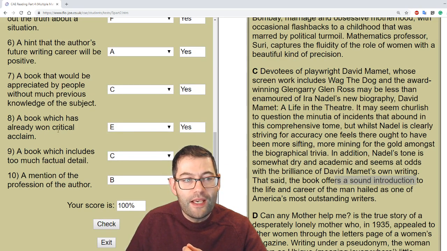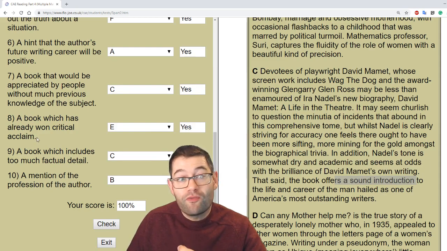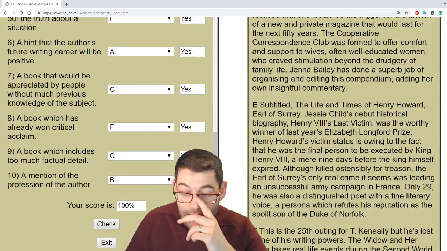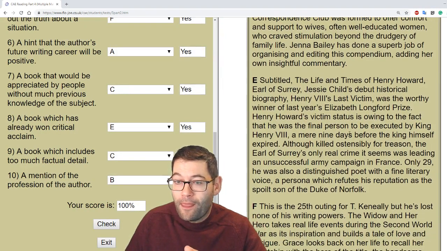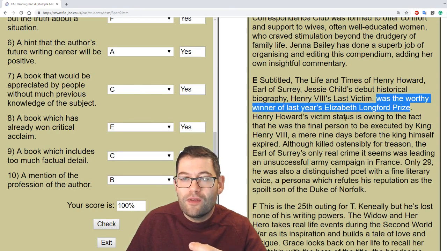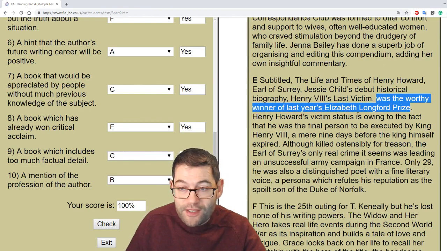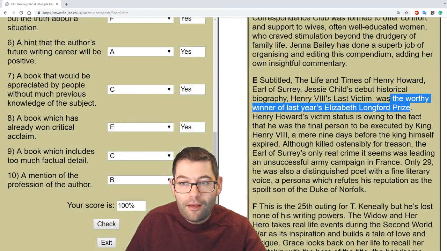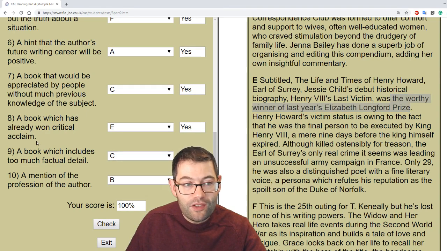For question number 8, the answer is E, a book which has already won critical acclaim. So if we go to E, here we go. If we're talking about critical acclaim, we're talking about winning prizes or winning awards of some kind, and we can see this here, was the worthy winner of last year's Elizabeth Longford Prize. So this winning of this prize links back to winning critical acclaim.